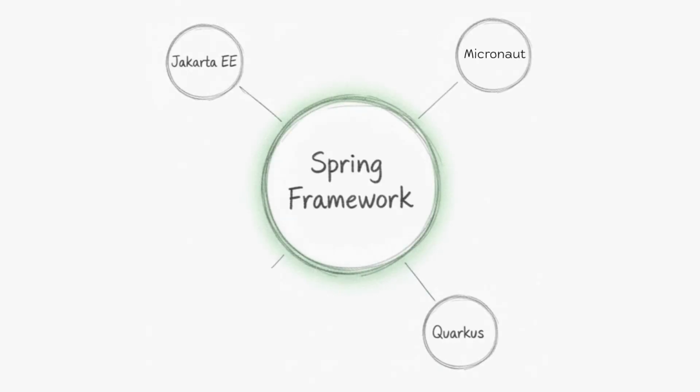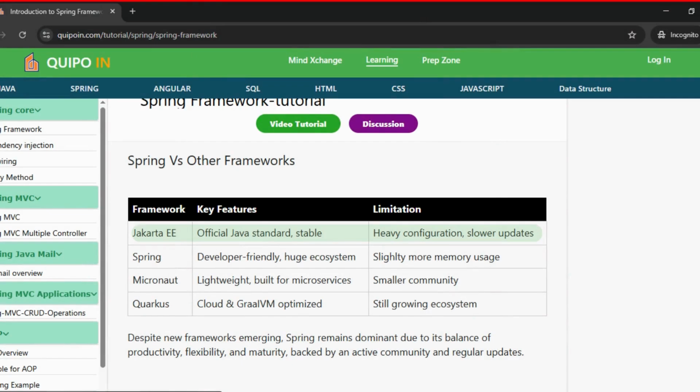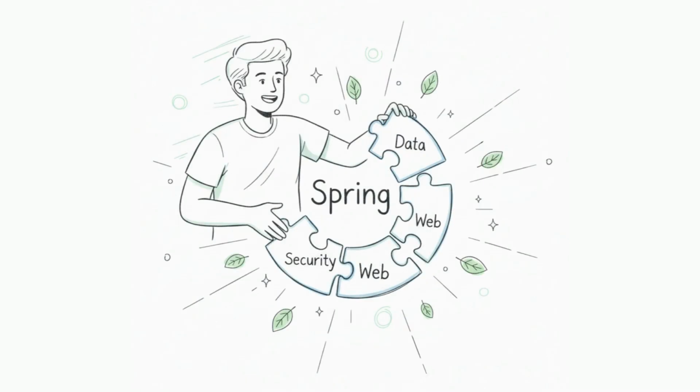Now, let's talk about alternatives to Spring and why Spring still stands strong. Jakarta EE. It is the official enterprise Java specification. It is powerful and standardized, but development can feel heavy and less flexible. Spring, on the other hand, is more developer centric. It evolves faster and provides ready to use integrations.